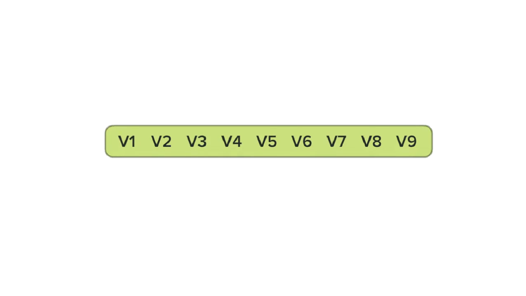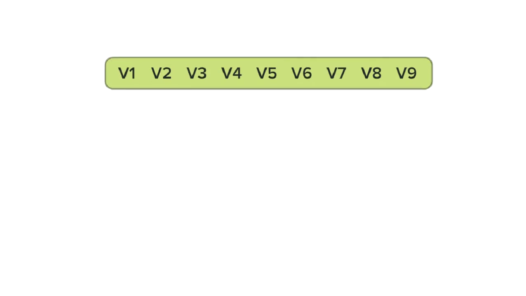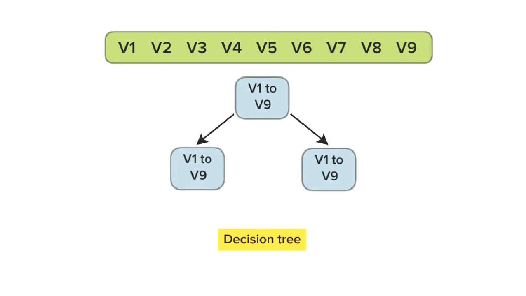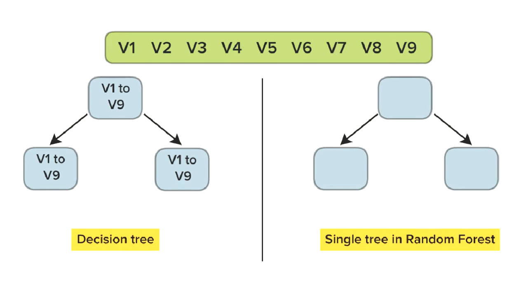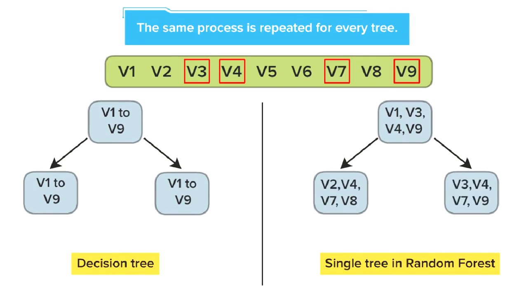Say we have the following 9 features in my dataset, from V1 to V9. Now in a simple decision tree, all these features from V1 to V9 are used at every node to decide the best split point. But for a tree built in random forest, a subset of features is selected for every node. So let's say the first subset is V1, V3, V4, V9. Then these features will be used at the root node to determine the best split. Now for the next node, another subset of features, say V2, V4, V7, V8, is selected. And the same process is repeated for every node in the tree and for every tree in the forest.